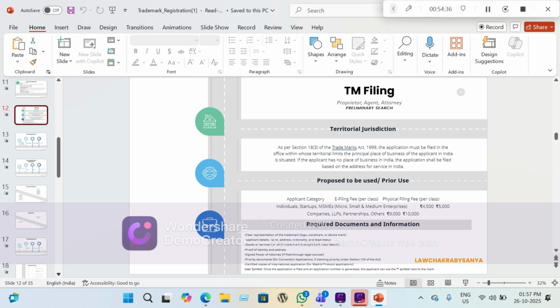So the very first thing that you do before you file for trademark, we have to understand the pre-registration step that you must take. Pre-filing, you must conduct a preliminary search of trademark.